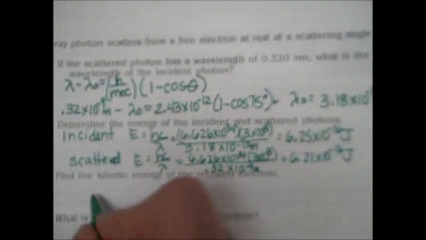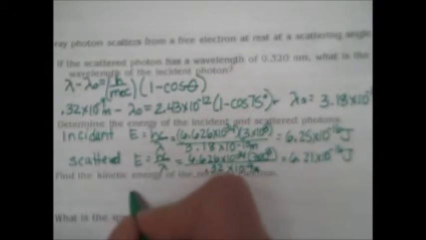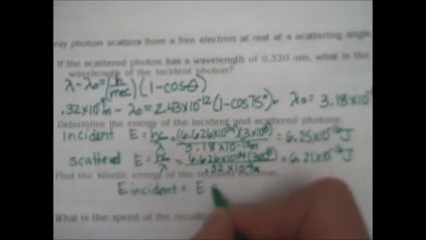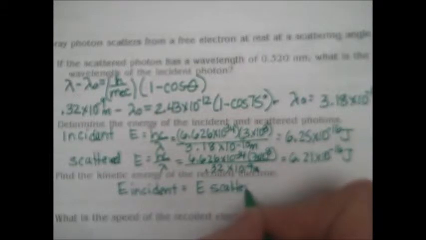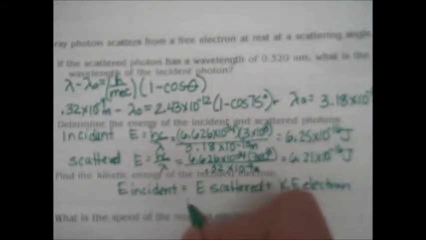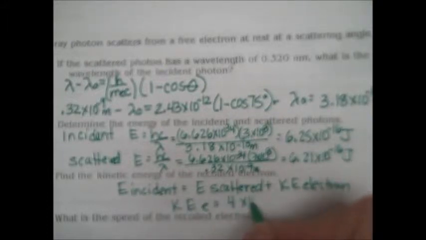To find then the kinetic energy of the recoiled electron, we use conservation of energy, where energy of the incident photon has to equal the energy of the scattered photon plus the kinetic energy of the electron. So my kinetic energy of the electron would be 4 times 10 to the minus 18 joules.